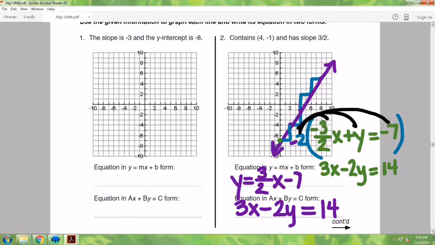Okay, so you should be able to finish the problems on this page. Make sure you use the information that they gave you, find the slope and the y-intercept, write that equation down, then transform it into standard form.